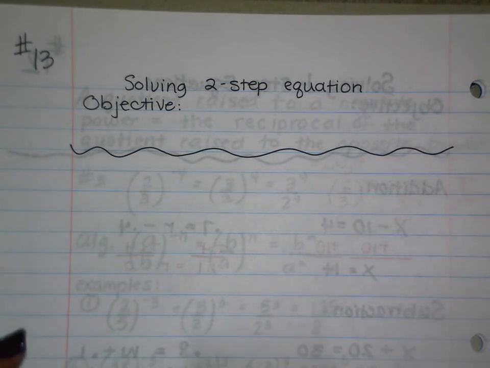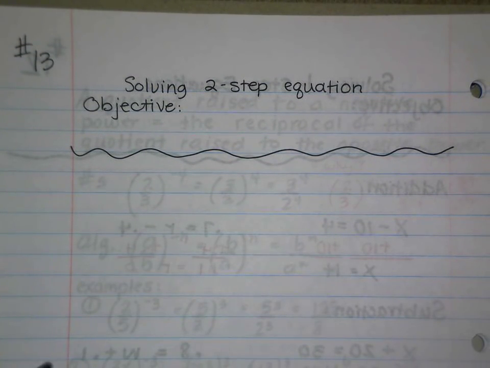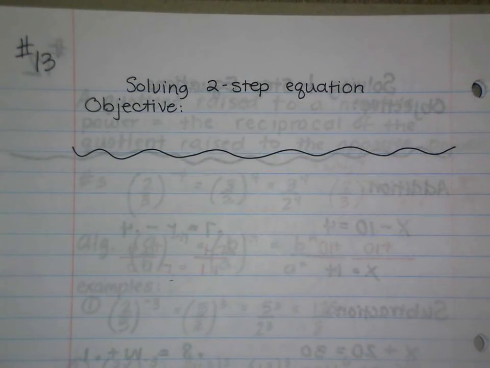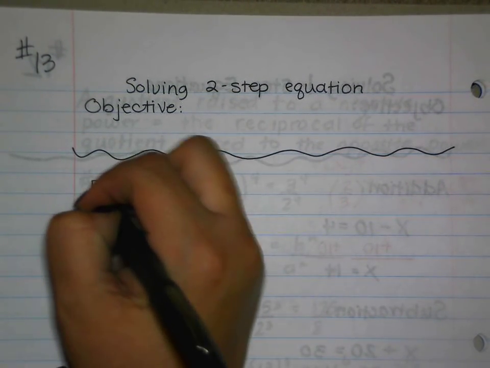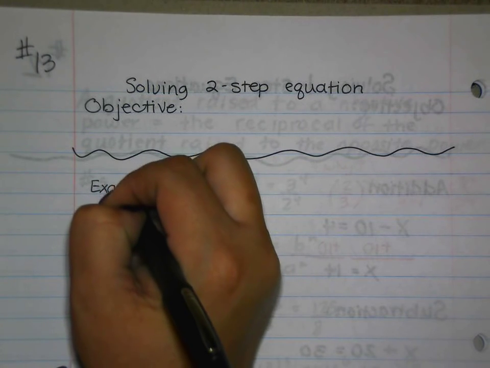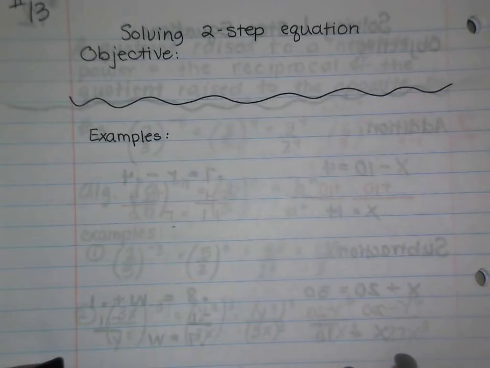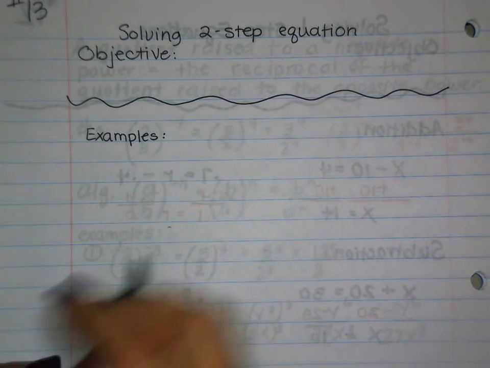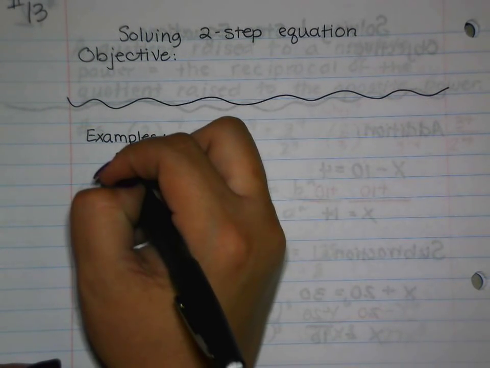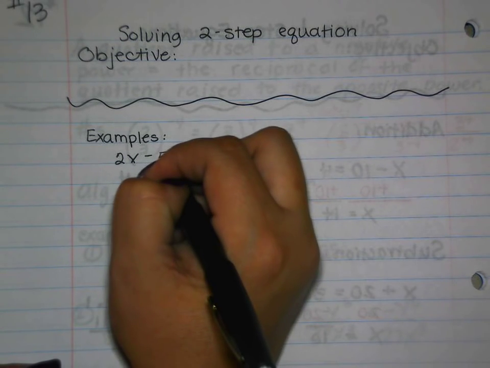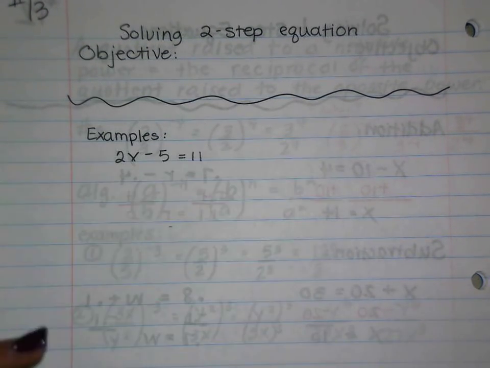So let's go ahead and talk about that. If some of you are confused too, this might be 1.14, but it is item number 13. So let's look at some examples, and we're going to explain these, and we're going to go through a few examples, and hopefully you'll remember all that we did in 7th grade, and you're like, oh yeah, that's how I do two-step equations. So let's start with 2x minus 5 is equal to 11.